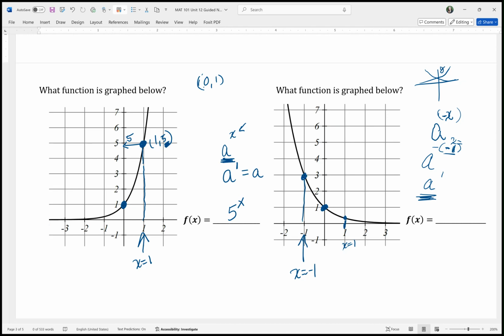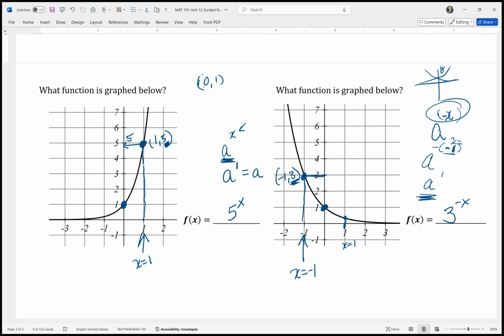And so it's crossing here at a y value of 3. So this is -1, 3. That means that our base, or a, is 3. So this would be 3, but 3 to what? Again, this is reflected. So we're going back to this. This is 3 to the -x. This is 3 to the -x.